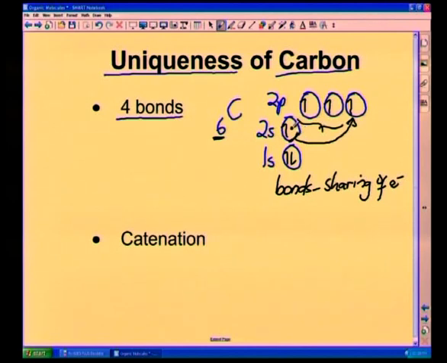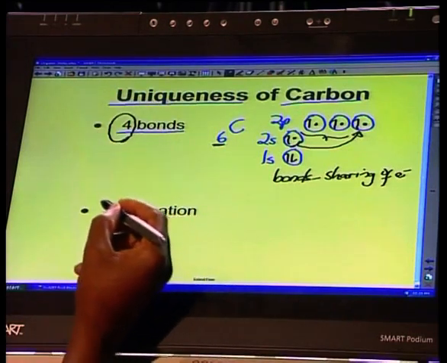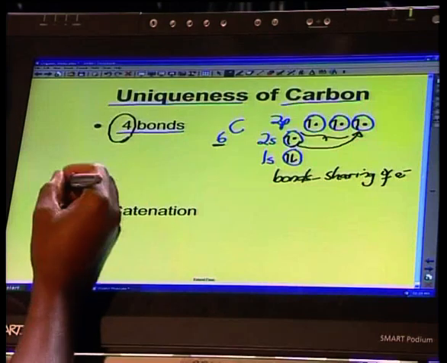So how many spaces do you now have where sharing of electrons can happen? You've got 1, you've got 2, you've got 3, and you've got 4. And therefore, carbon has the ability to form 4 bonds. So that is what happens for carbon to be able to form those 4 bonds. And it's unique to carbon. This is something very unique to the element itself.